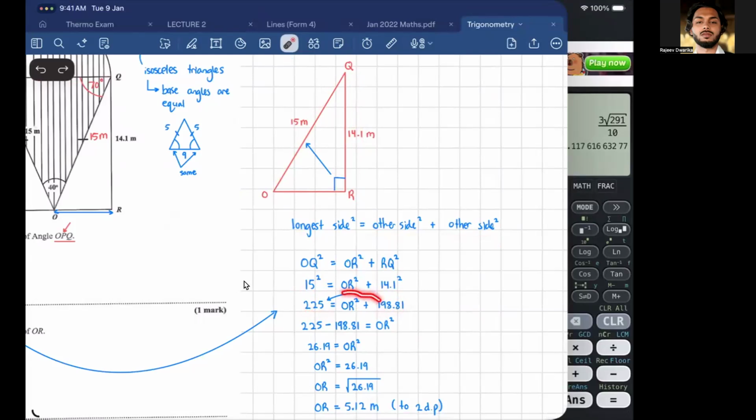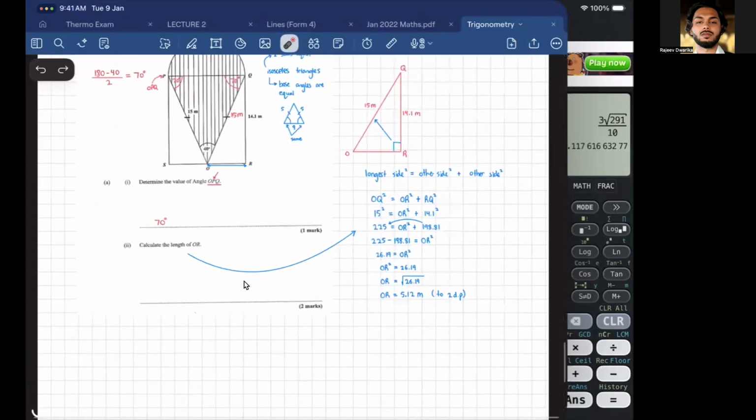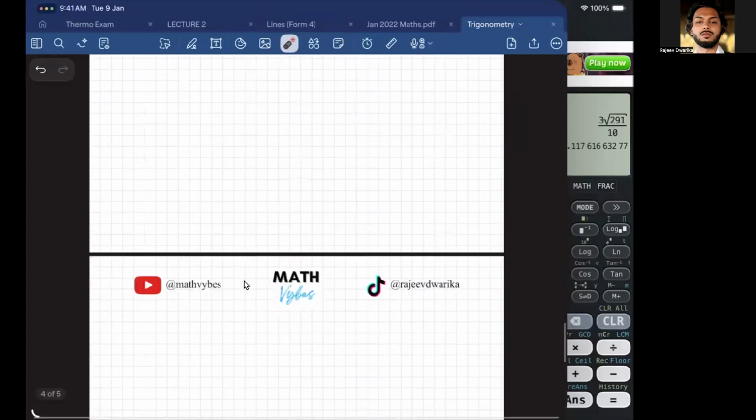I then moved across the 198.81. So I would leave the OR squared here. Right? That's the only thing I want to be over here, because I'm trying to find for OR. I then simplified and I switched it around. So OR squared is equal to 26.19. So to get rid of the square, I just find the square root on both sides. And that gave me 5.12 meters, to two decimal places. And that was nice. So now we're going to move on to trigs.